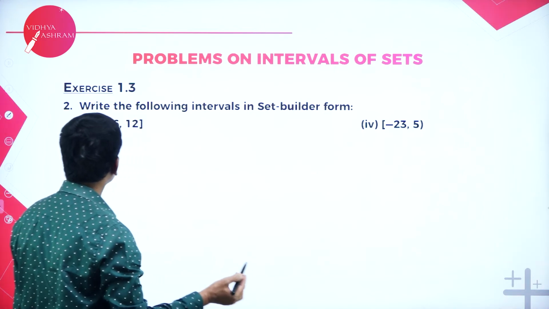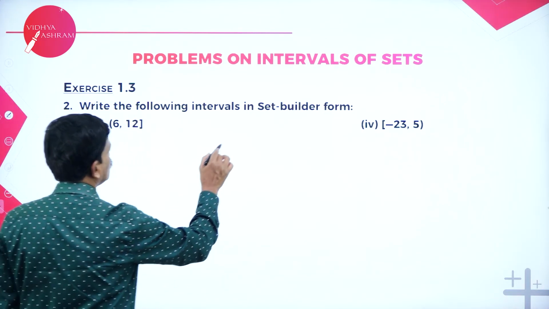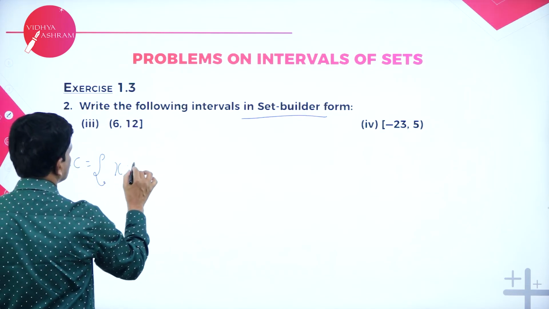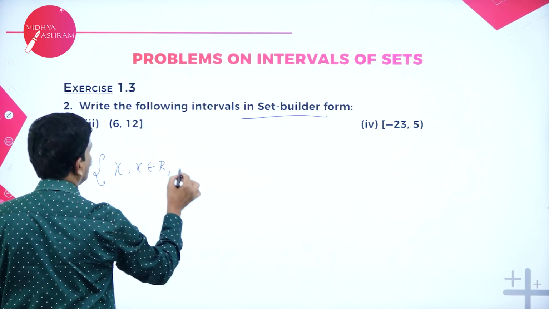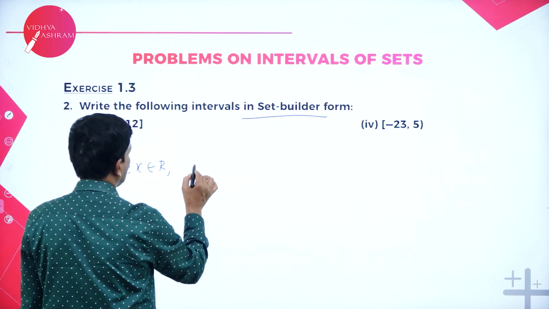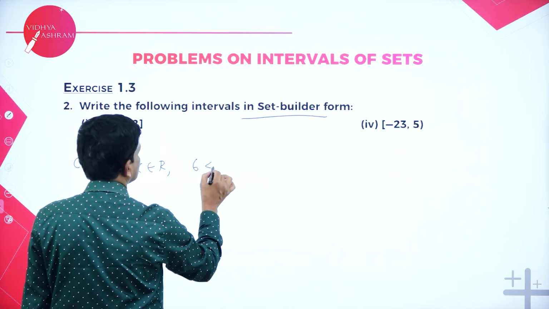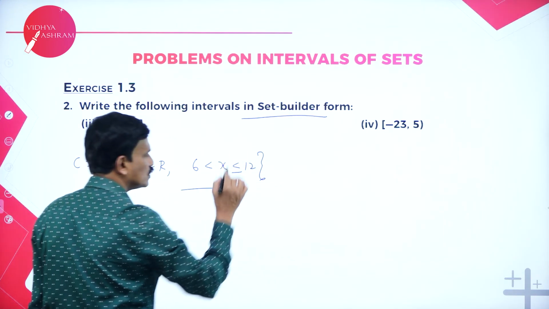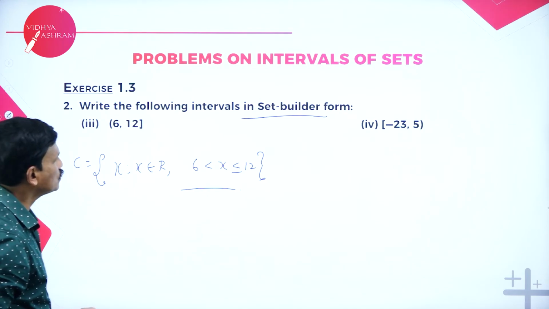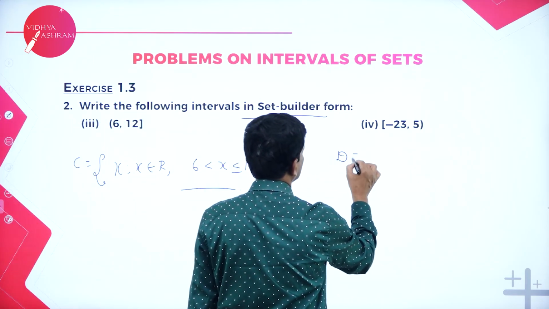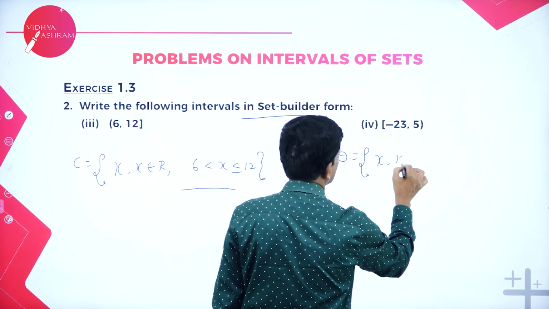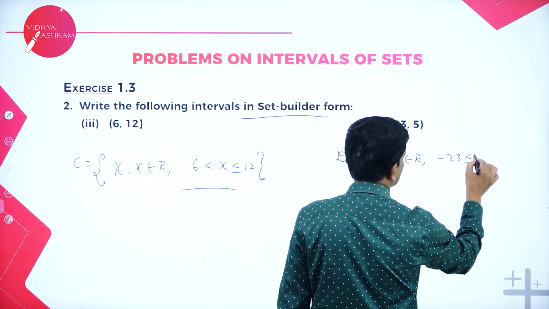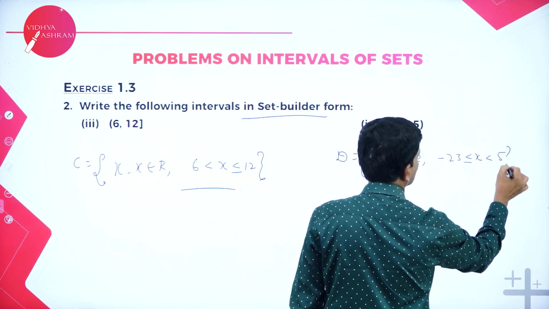Now let us come to the next problem. Here, write the following intervals in the set builder form. So let us define this as C, x such that x belongs to real numbers and here this is closed on one side and open on the other, 6 less than x less than or equal to 12. Now let us come to this. Let us define this as D. D is equal to x such that x belongs to real numbers and -23 less than or equal to x less than 5. That's all.